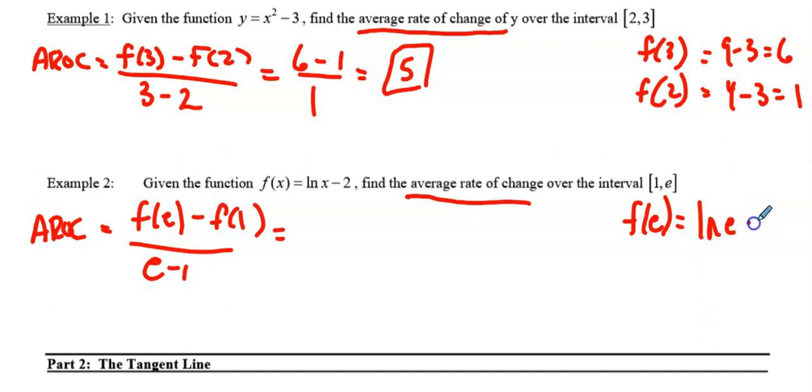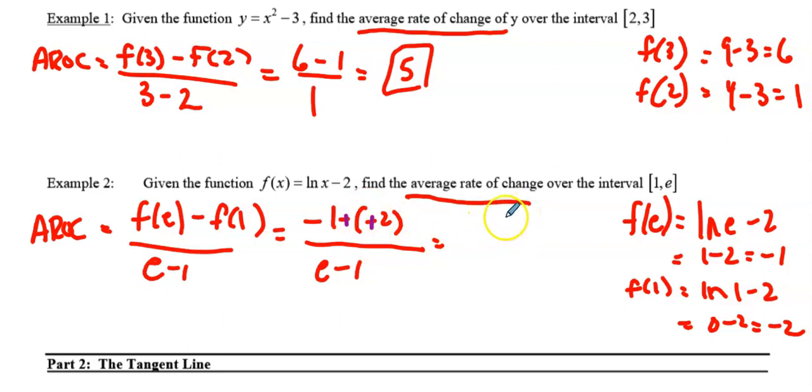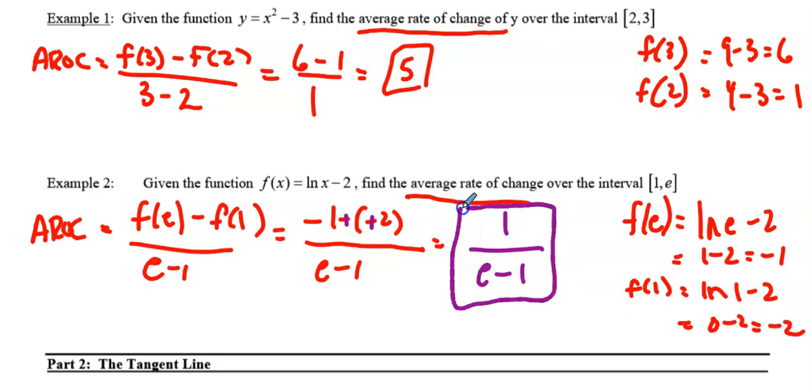So we're left with the natural log of e minus 2. Well, hopefully you guys know what the natural log of e is. That is 1. 1 minus 2 is equal to negative 1. So I know that f of e is negative 1. And then I'm going to do minus, and this is going to be f of 1. f of 1 is going to be the natural log of 1 minus 2, where the natural log of 1 is 0. 0 minus 2 is negative 2, so it's going to be minus a negative 2, all over e minus 1. And so up here we're left with plus, right? Minus a negative is plus a positive. So it's going to be 2 minus 1, which is 1, all over e minus 1. And this is going to be your average rate of change for this problem.